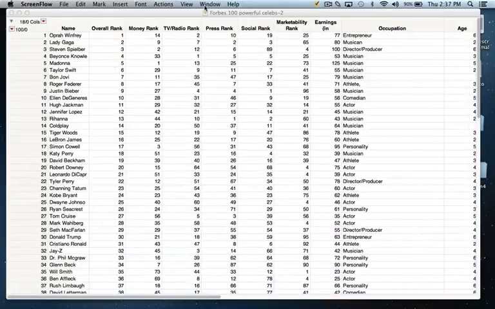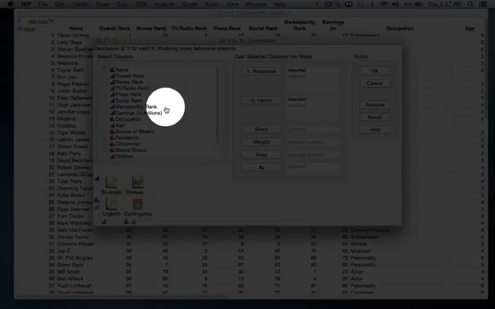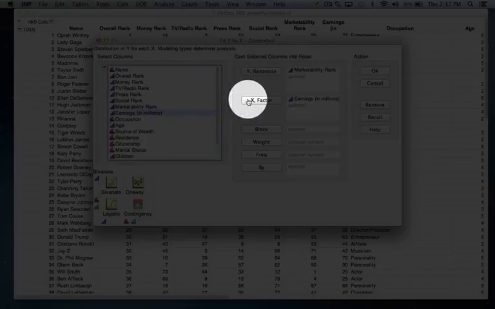Today, we're going to look at comparing two numeric variables using something called regression. So, if we take a look back at our Forbes 100 data set, what we're going to do is go to Analyze, Fit Y by X, and find two numeric variables. So these are the ones with the purple triangle. So we're going to use marketability rank of the celebrity in the Y and earnings in millions. So what this is going to tell us is as earnings in millions increases, what happens to the marketability rank? What is the correlation between earnings in millions and marketability?